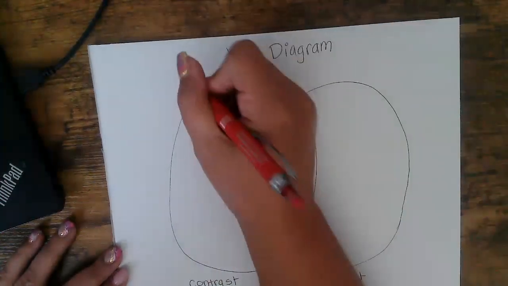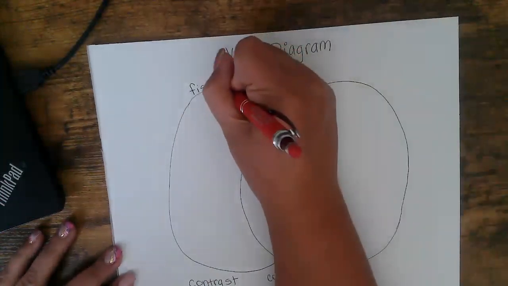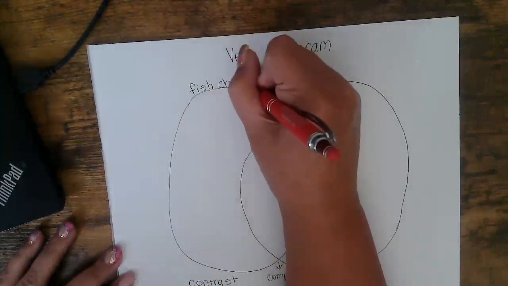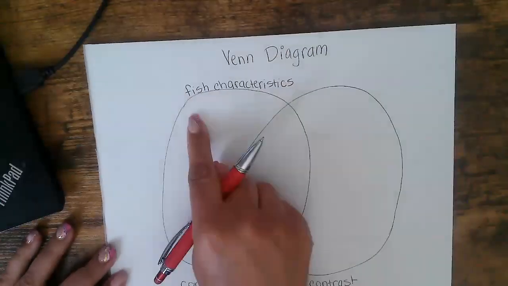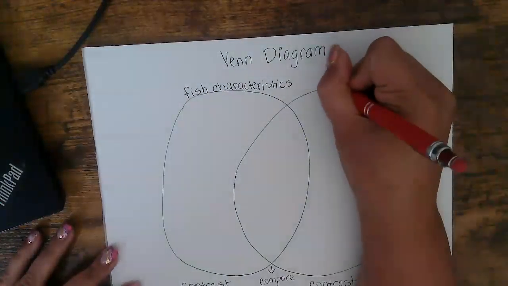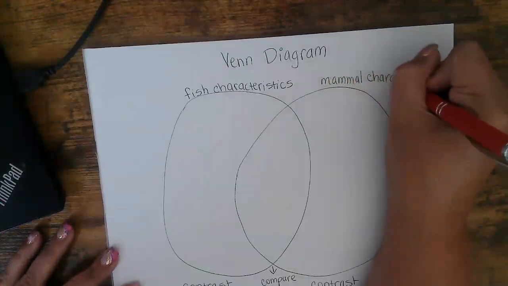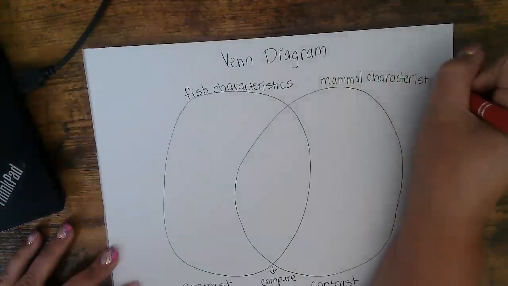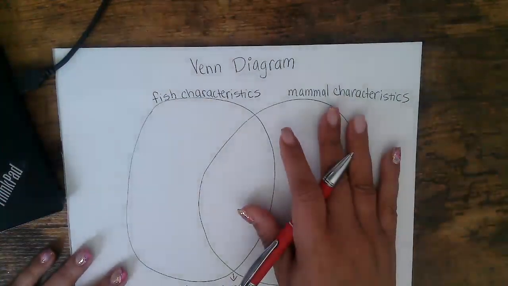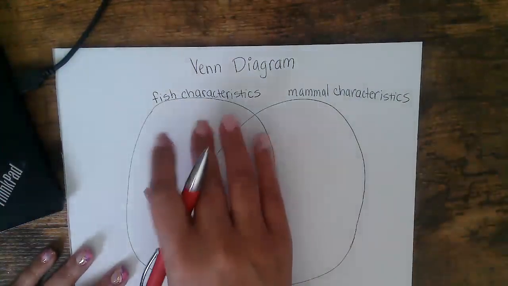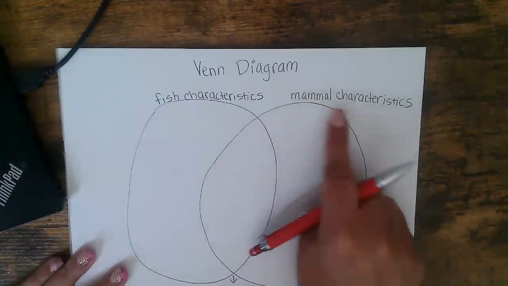So we said we're going to compare and contrast 2 different animal classifications. We're going to look at their characteristics. So the first one is going to be fish characteristics. So things that fish do or things that fish have. Okay. Fish characteristics, and here we're going to have mammal characteristics. That's a hard word to say. Repeat after me. Fish characteristics, mammal characteristics.